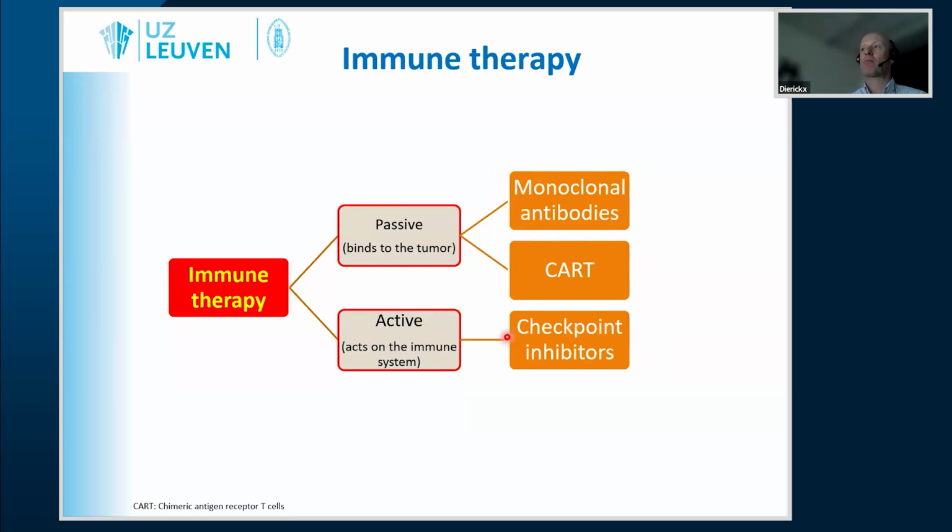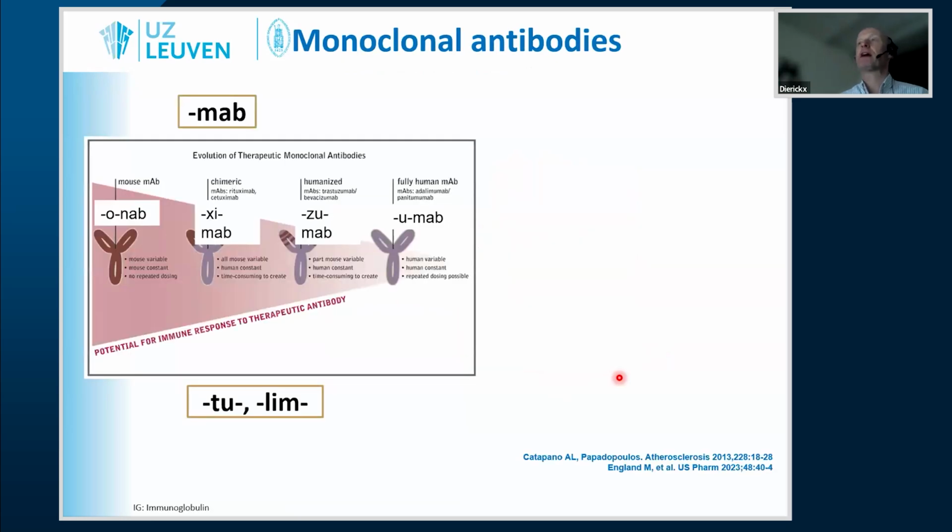And the typical example are the checkpoint inhibitors. So let's start with monoclonal antibodies. I think you all already heard about a lot of monoclonal antibodies, and you may have noticed that they have a strange name, for example, rituximab. So actually there is a real stem in the name. That's the MAB at the end. That's the monoclonal antibody. And then you have different other, we call it, substems.